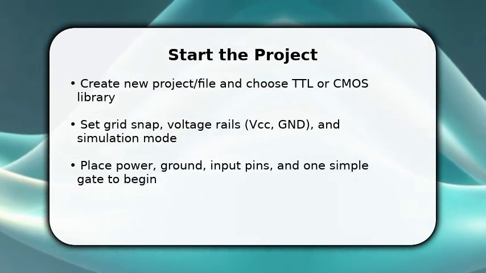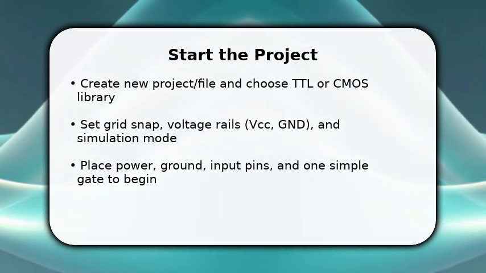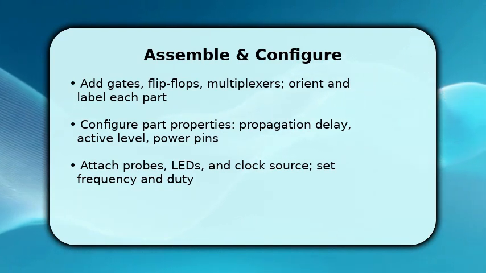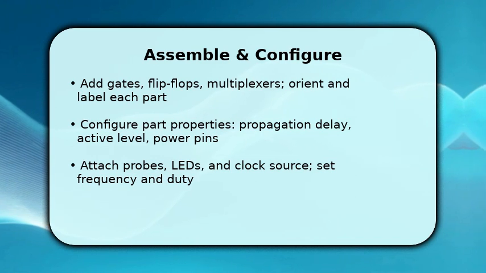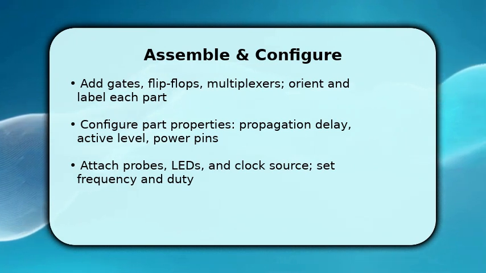Now you assemble the core logic. Add gates, flip-flops, and any multiplexers the design requires, orienting and labeling them as you go. Once placed, configure each part's properties like propagation delay and active polarity so timing will match real behavior. Attach probes or indicator LEDs to critical nets and insert a clock source. Set its frequency and duty cycle to reflect expected operation.